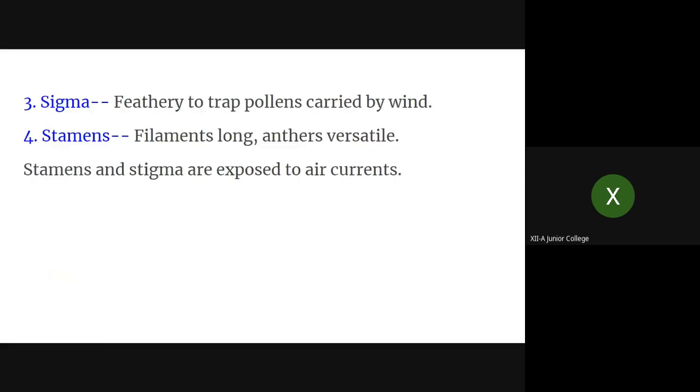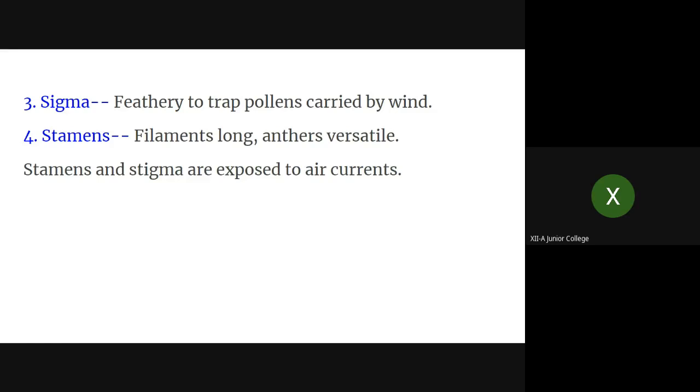Now the stigma, how is the stigma? Feathery. The stigma is feathery to trap pollen grains carried by wind. As per the direction of the wind, when it is blowing from one direction to the other, these pollen grains should be trapped. So that's why the stigma of these flowers is feathery, so maximum pollen grains can be trapped.